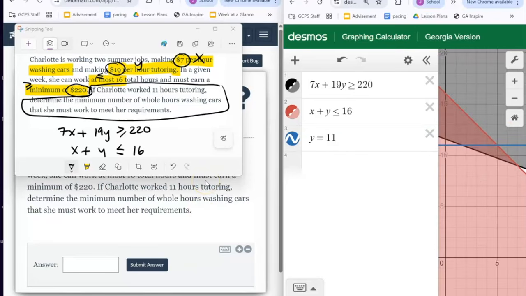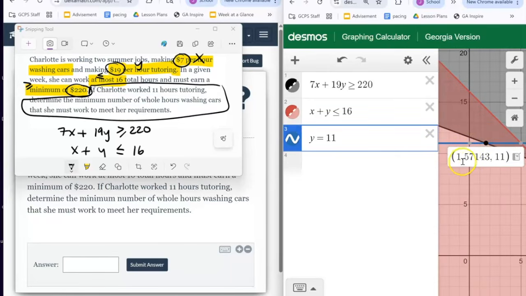So in this case, I'm looking for what is the minimum number. Okay, so the smallest number. So what is the smallest number here where I'm washing cars? Okay, so can I have negative, what does that say? Hold on. Can I have 1.57 cars? No. So this is hours. So can I have decimals as hours? I can actually. If Charlotte worked 11 hours tutoring, determine the minimum number of whole.